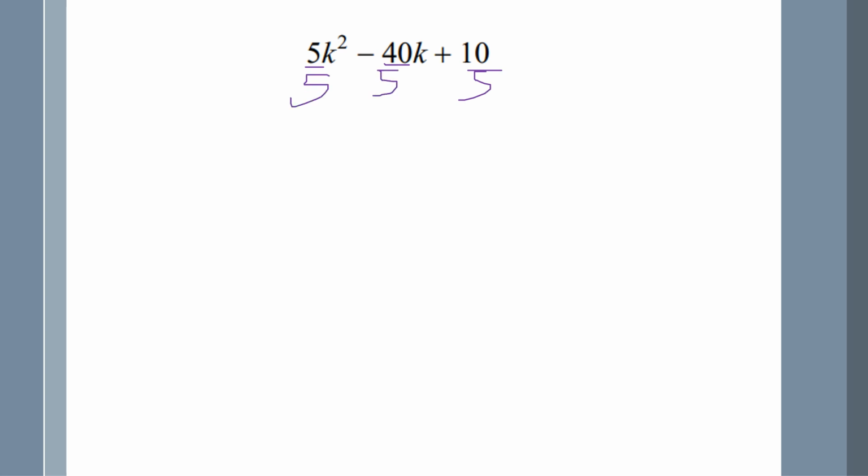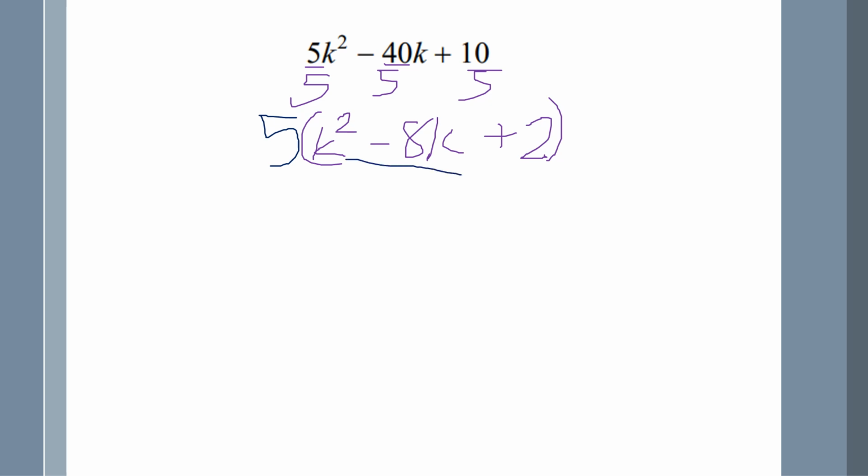Because when you divide 5 out of all these integers, you get k squared minus 8k plus 2. Leave your parentheses, and because you used a 5 to factor out everything, just put it on the outside.